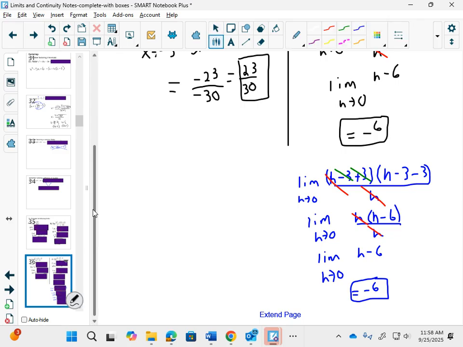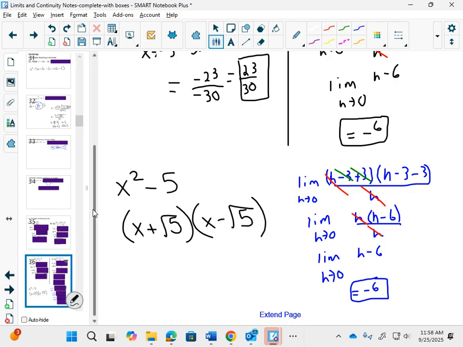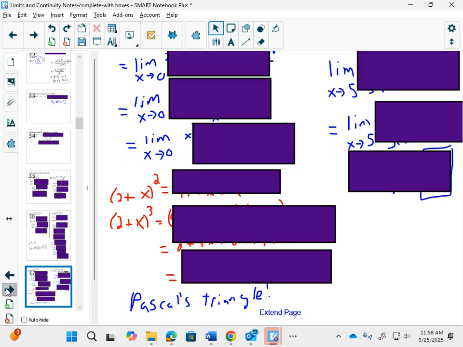Did you know you can factor differences of squares even if they're not differences of squares? By just expanding your rules for factoring a little bit. That's x plus root 5, x minus root 5. Yes, I know for factoring we were stuck on whole numbers, but it doesn't mean you have to be. Makes sense, right? That one's pretty cool.